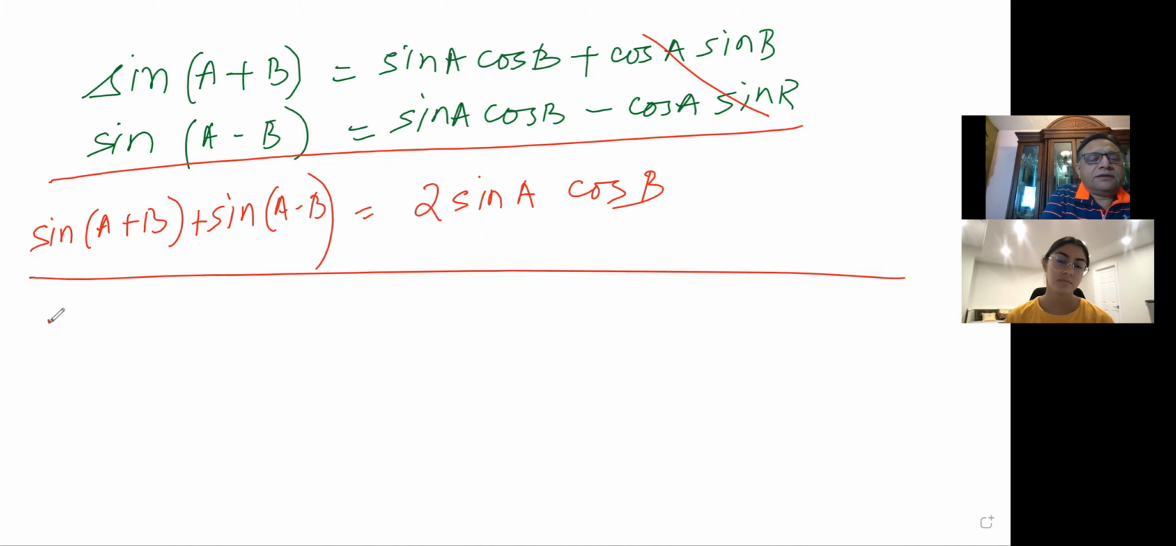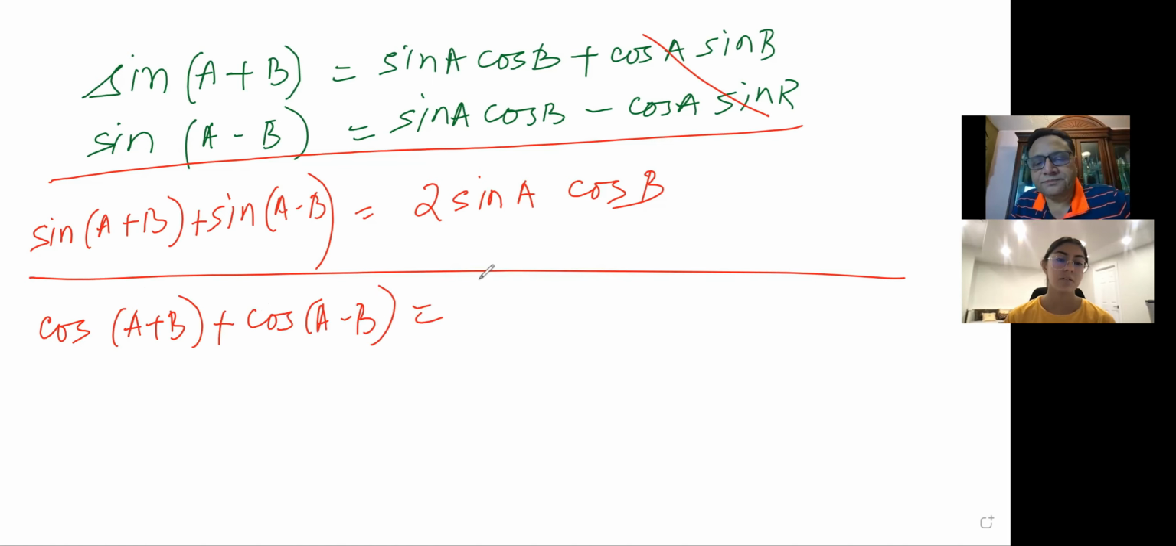Now, similarly, we could say cos A plus B plus cos A minus B will be what? Can you tell me from your memory? Well, the second terms cancel, right? Yeah, so it's 2 cos A cos B. Very good.